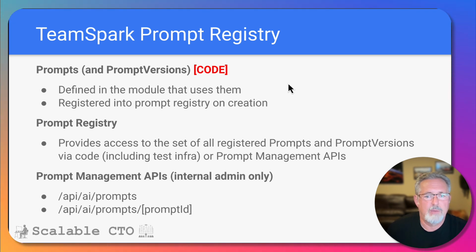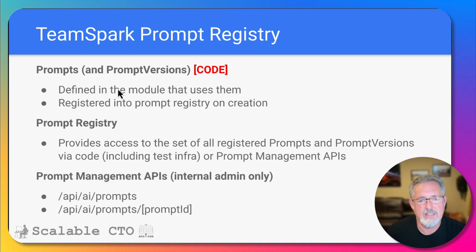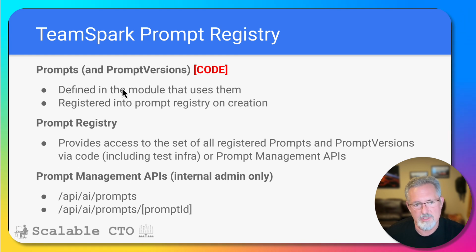So let's talk about how we do it in the code. We have prompts and prompt versions in code. The prompts and prompt versions are defined in the module that uses them. So the API endpoint implementation that uses the prompt is where the prompt is defined, and then we register the prompt when we create it.